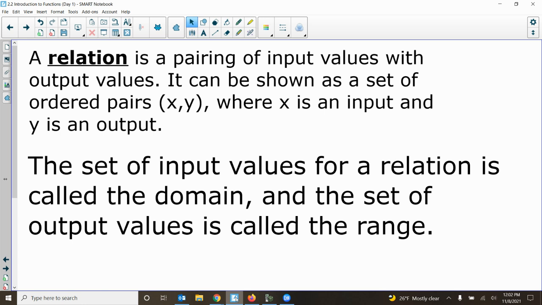The set of the inputs is called the domain. You've heard this word before. It's the domain of the relation. And the set of the outputs is called the range. So in the example where I'm giving cards to people, if the 4 of diamonds goes to Jolie, the 4 of diamonds is a domain value and Jolie would be a range value. That's how that works.